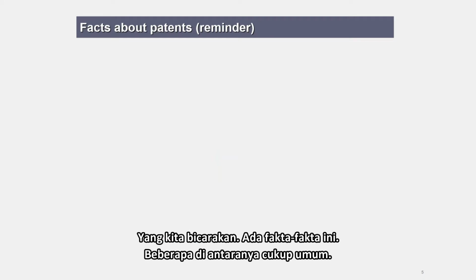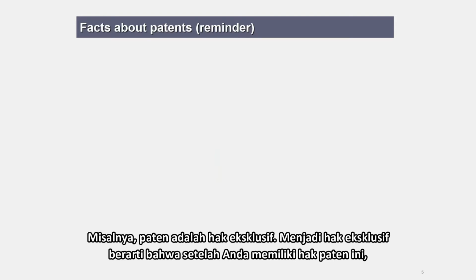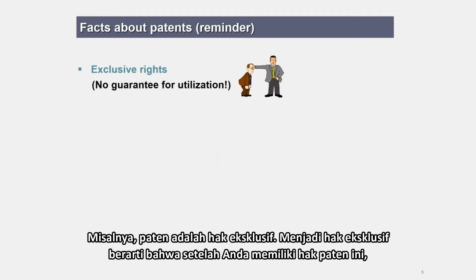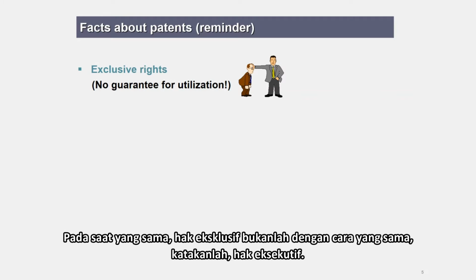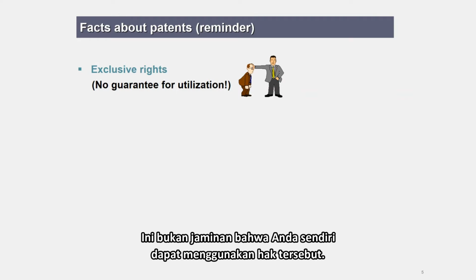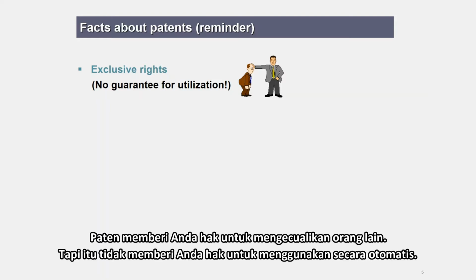So here again, what we are talking about, there are these facts. Some of them are quite common among all IP rights, and they are also valid for the patent. For example, a patent is an exclusive right. Being an exclusive right means that once you have these patent rights, you can exclude other people from using the patented case in a commercial way. At the same time, an exclusive right is not in the same manner an executive right. It is not a guarantee that you can use the right yourselves. So be careful about this distinction between executive right and exclusive right. A patent gives you the right to exclude other people, but it does not give you automatically the right to use.